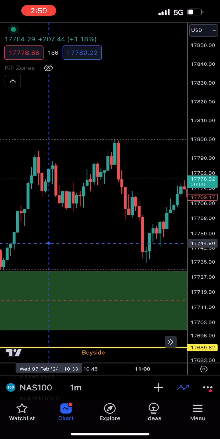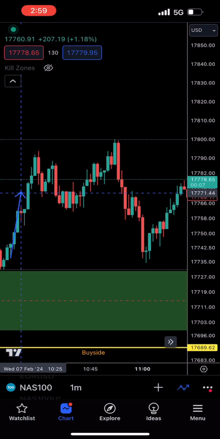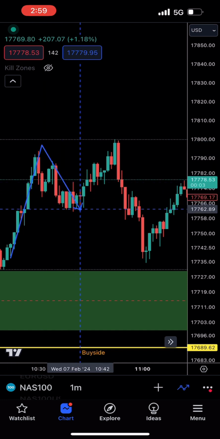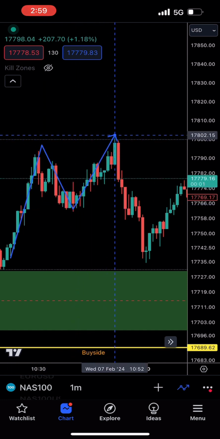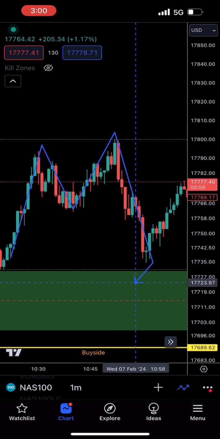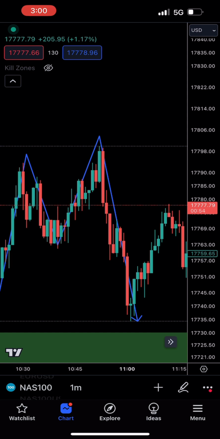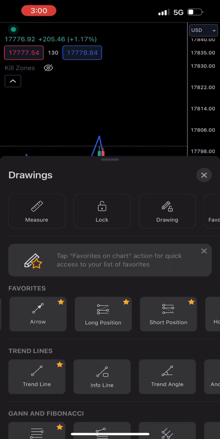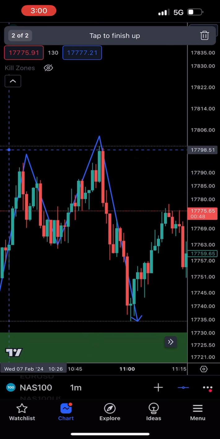Okay? So that pattern I just showed you guys is a high. This is the first high, the swing high right here. A low, this is the swing low. And then this high right here breaks that second high, and then price shoots down, okay? So I will show you guys the swing low. I'll show you guys the swing high right here so you guys can see what I'm talking about.